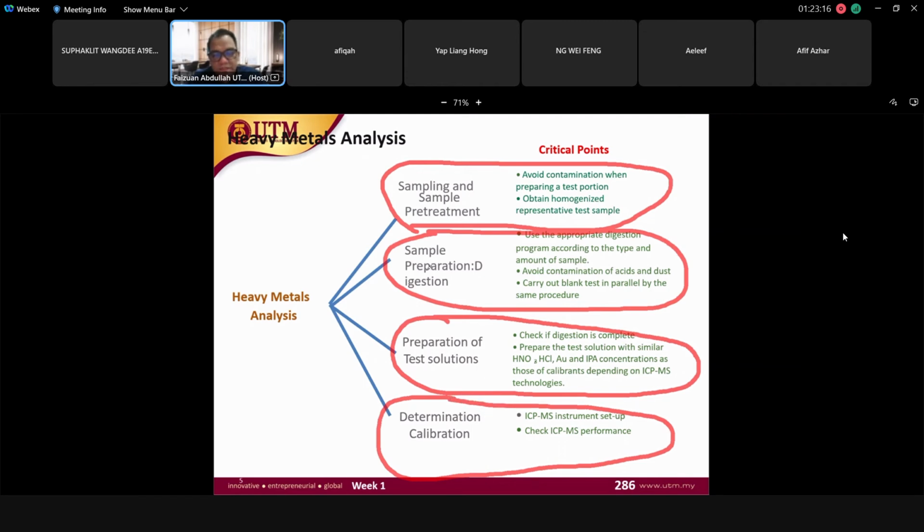Okay, we analyze the sample. It begins with the sampling process. Sampling is the most crucial part in the analysis. If you do sampling with a wrong method, if you make some errors in sampling, then all the other steps are not valid anymore. So sampling and sample pretreatment is the most crucial part.